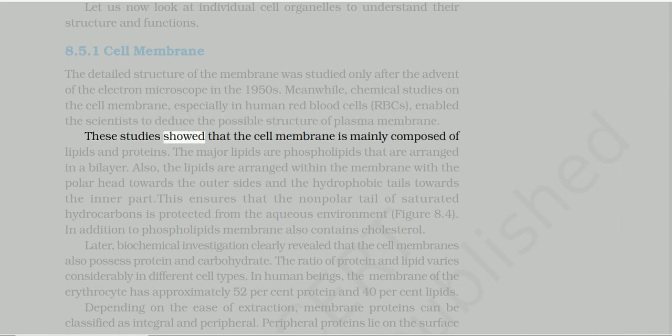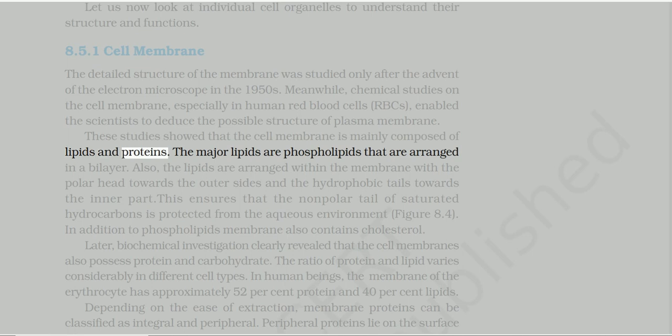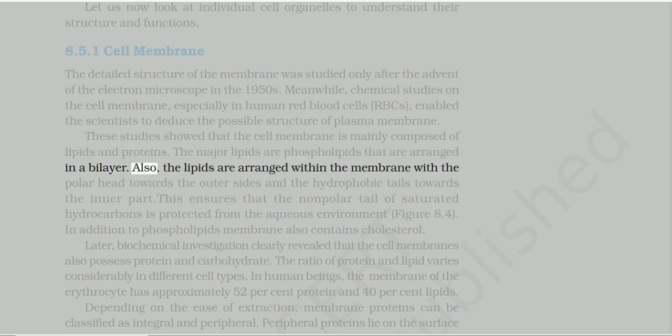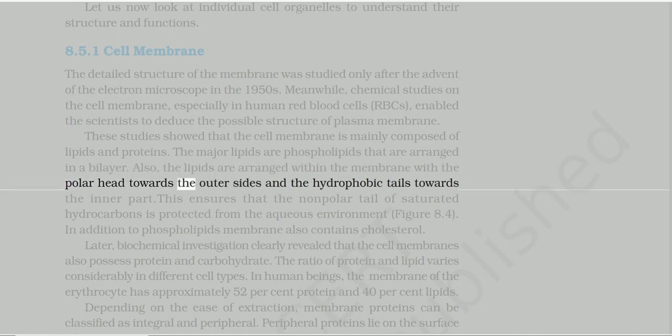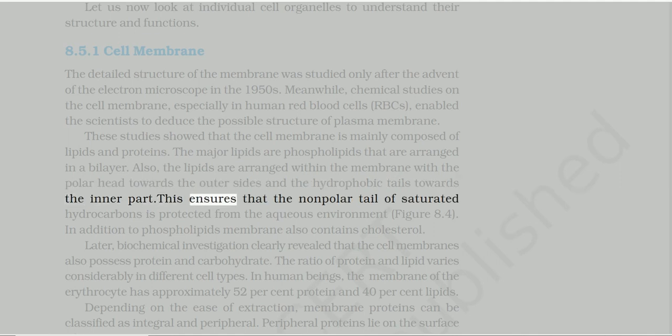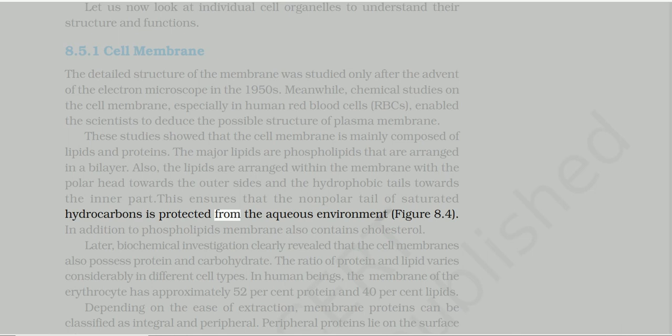These studies showed that the cell membrane is mainly composed of lipids and proteins. The major lipids are phospholipids that are arranged in a bilayer. Also, the lipids are arranged within the membrane with the polar head towards the outer sides and the hydrophobic tails towards the inner part. This ensures that the nonpolar tail of saturated hydrocarbons is protected from the aqueous environment. Figure 8.4. In addition to phospholipids, membrane also contains cholesterol.